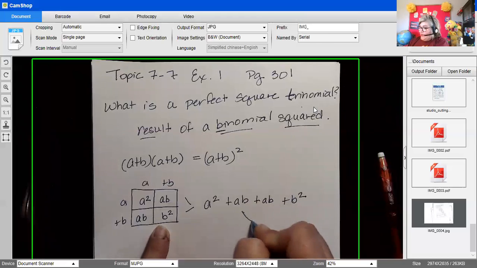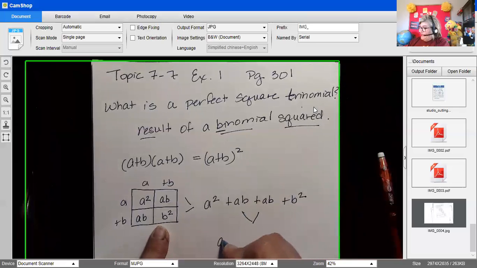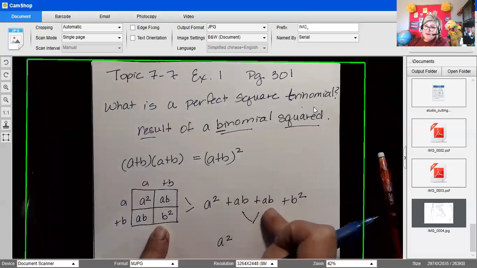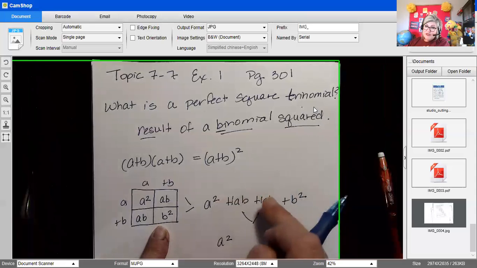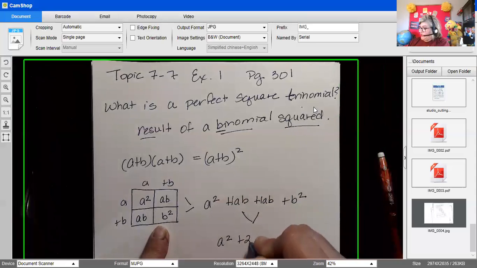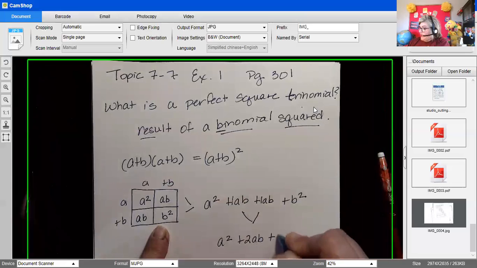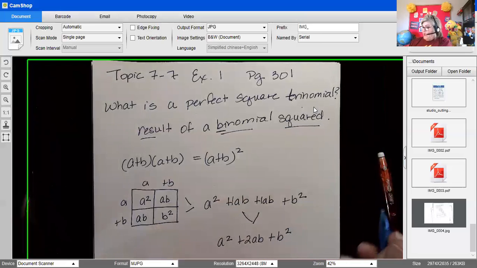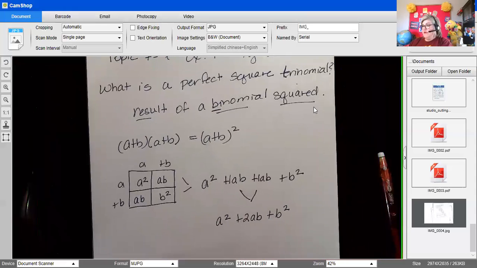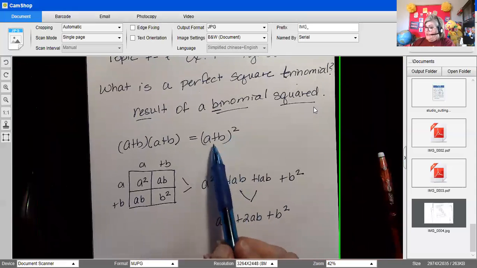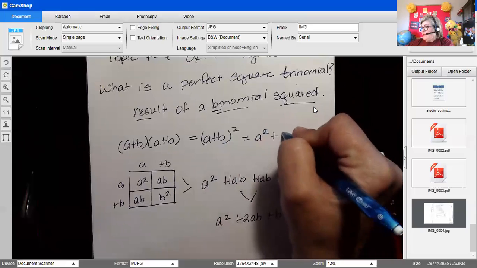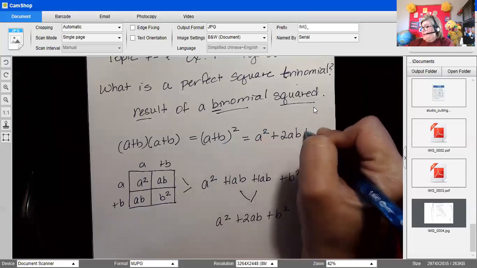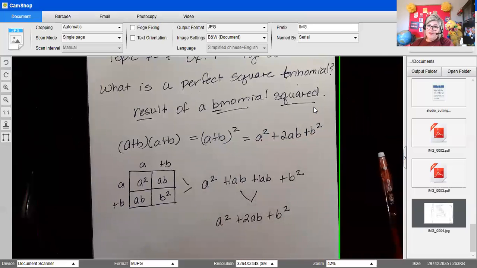When we combine these 2 terms, we have a squared plus ab, that's an understood 1 in front of each one of these. 1 plus 1 is equal to 2, so plus 2ab, and then plus b squared. So when you have a perfect square binomial that is a plus b, you will always have this model, a squared plus 2ab plus b squared.